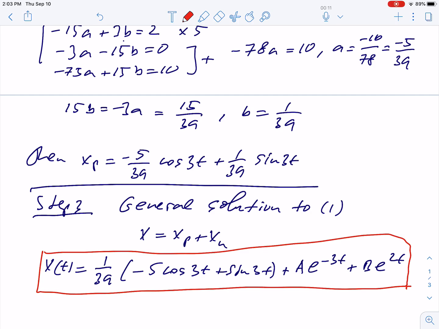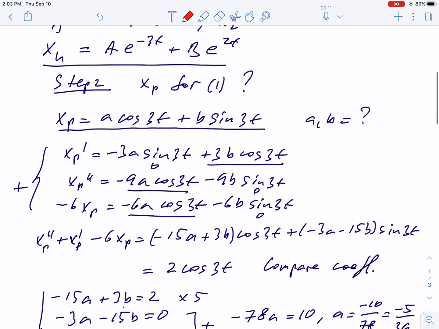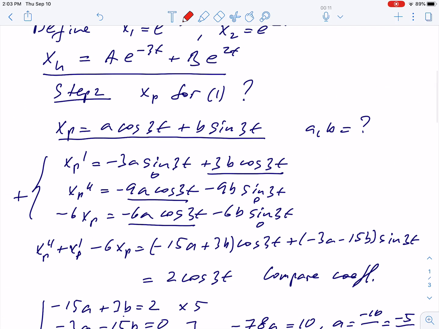If we have any combination of sines and cosines on the right-hand side, we go with the particular solution which is of the same form: a combination of cosine and sine with unknown undetermined coefficients.